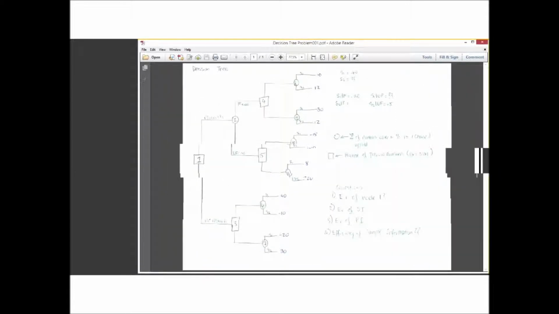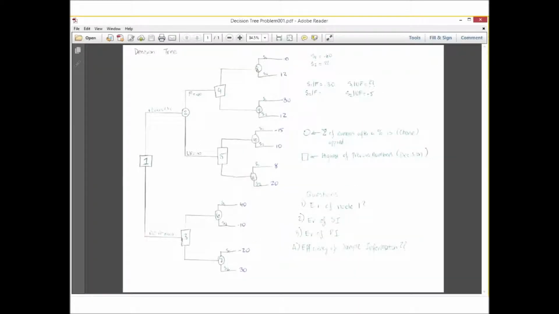Yep, this is what we're going to be looking at, the decision tree. What does this all mean? How to answer those 4 questions effectively.